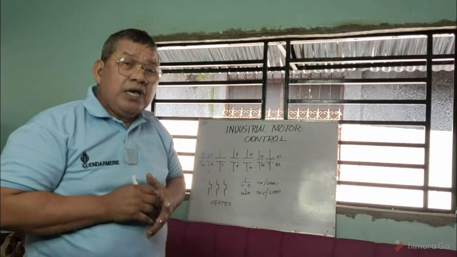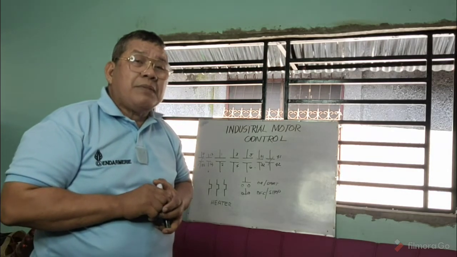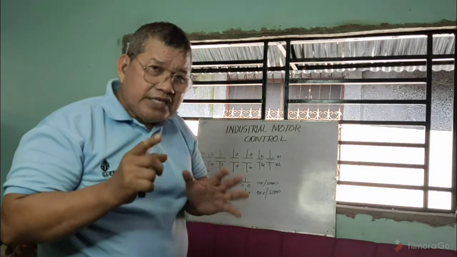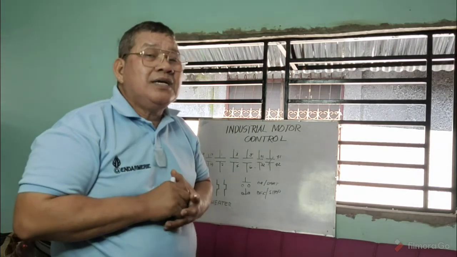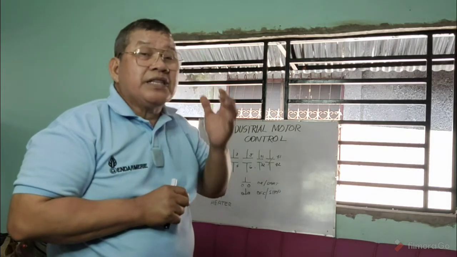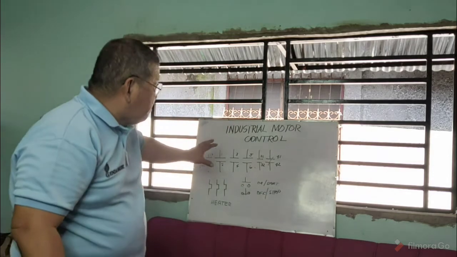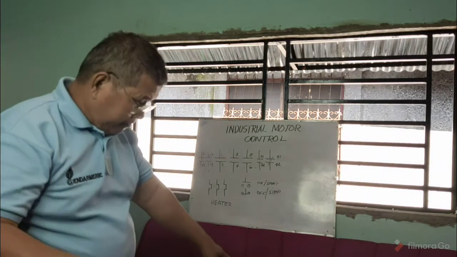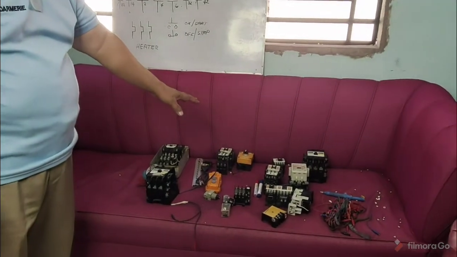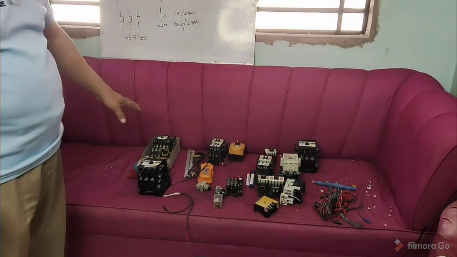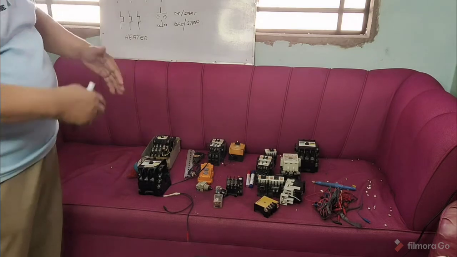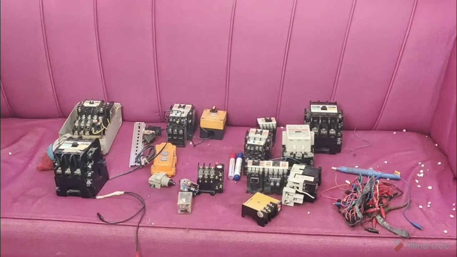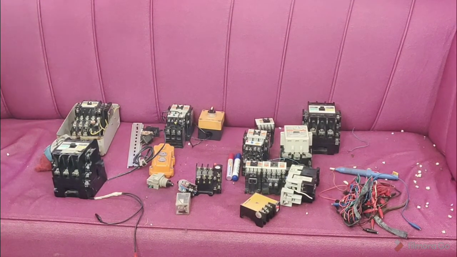As we start our lesson about the magnetic across the line starter, or direct online starter, when I discuss that, you will thoroughly understand the principle of the magnetic starter. So those are the basic symbols that I am using. Now as you see, I have here different parts of a magnetic starter. I'm going to introduce these as I display the different parts of motor controls that are available in our laboratory shop.